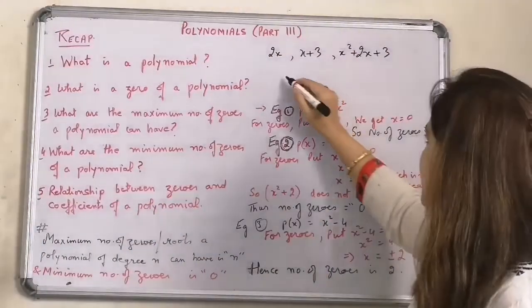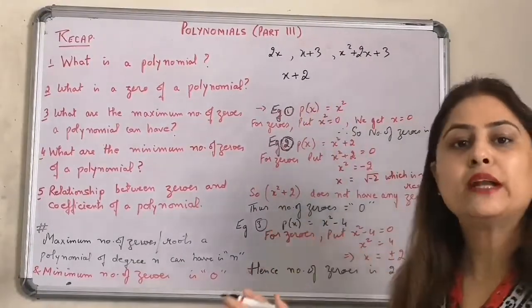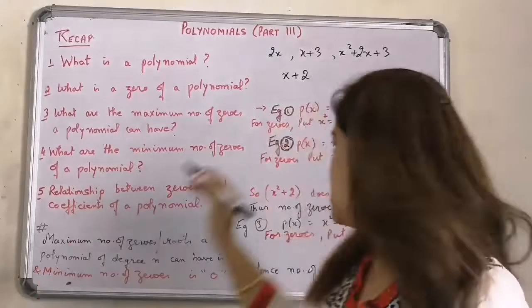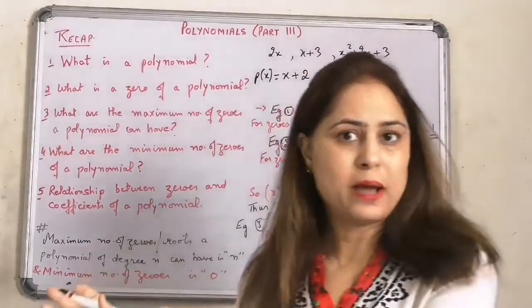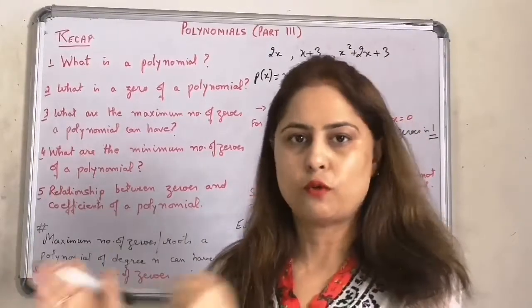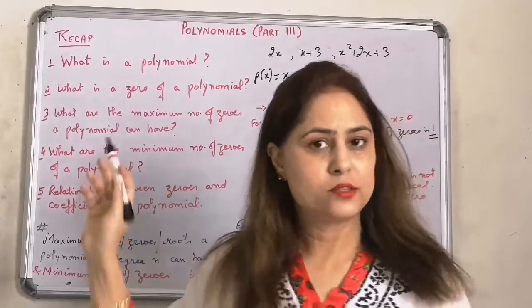For example, we have x plus 2 as a polynomial, and we know that if we put x is equal to minus 2, this polynomial p(x) will become 0. If we put x is equal to minus 2, it means minus 2 is the zero of the polynomial. What next? We should be in the position to answer the next two questions.